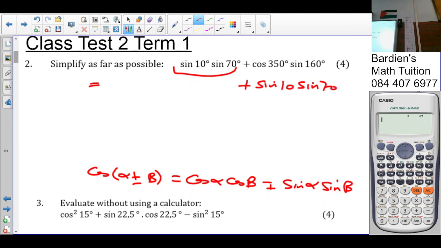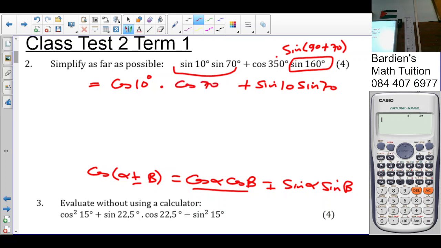Okay. However, 350, I need to pick up 10 degrees there. So that is simply cos of 360 minus 10, so it's cos of 10 degrees. This here, sine. Now I need to change that to a cos. Why? Because it's cos, cos, sine, sine. And how can I change that to a cos? If you're going to say sine 90 plus 70, then which quadrant is that in? Second quadrant. Is sine positive or negative in the second quadrant? Positive. Although it changes to cos of 70.